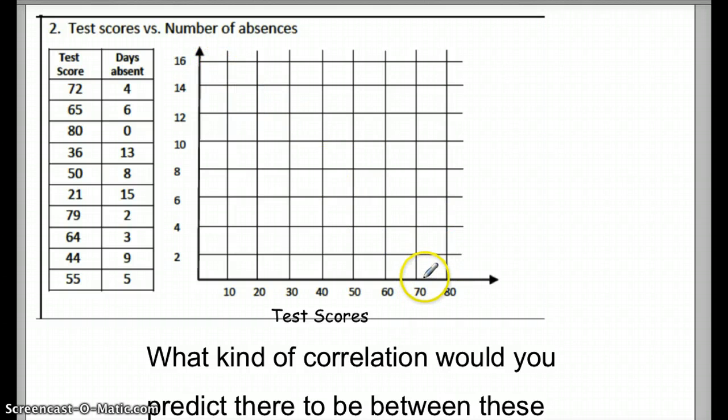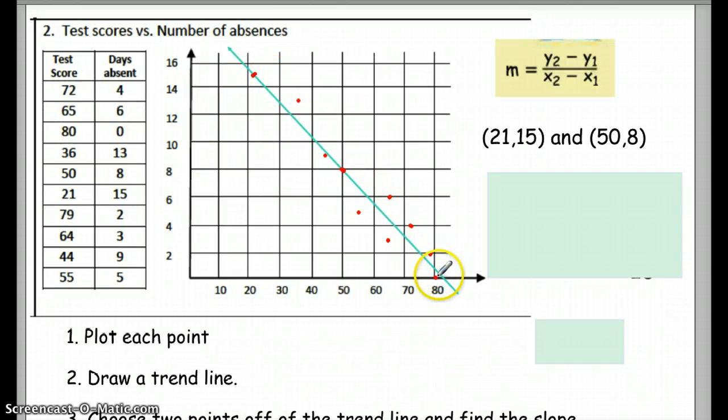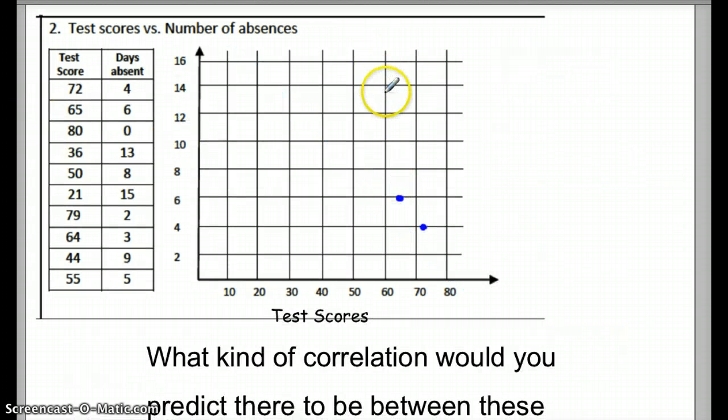For instance, 72 corresponds with 4. I would put a dot there. 65 corresponds with 6. And this is how you've done your scatter plots. You've plotted, and then you've made a trend line. Took 2 points from the trend line and found the slope, and from there you wrote it in point slope form, and from point slope form you were able to write it in slope intercept form. Okay, well, in science and math we don't have to do that because we have a function on our calculators called linear regression, and I'm going to show you how to use that.